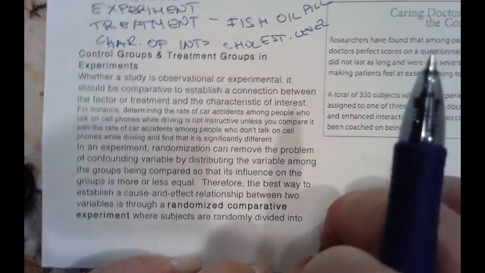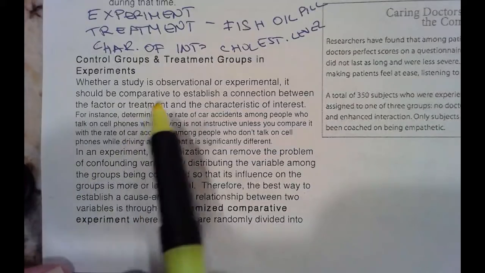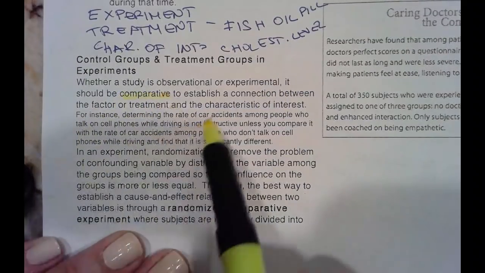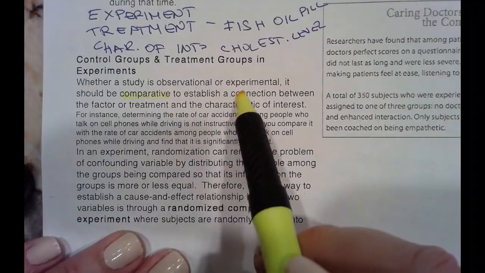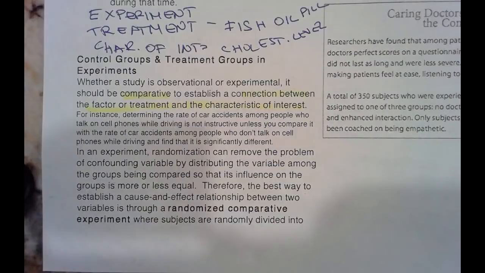The next thing is we're going to talk about control group and treatment group in experiments. Whether a study is observational or experimental, it should be comparative. Comparative means we need to compare to establish the connection between the factor or treatment and the characteristic of interest. For instance, determining the rate of car accidents among people who talk on cell phones while driving is not instructive unless you compare it with the rate among people who don't talk on cell phones while driving and find that it's significantly different. So we always need to compare to something.